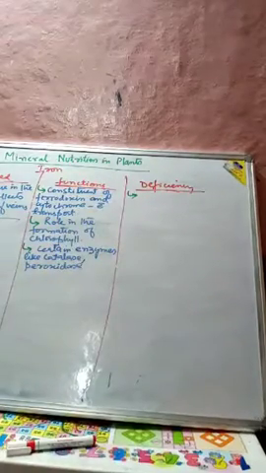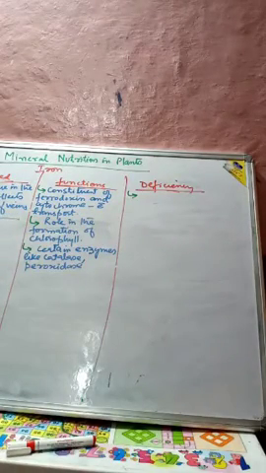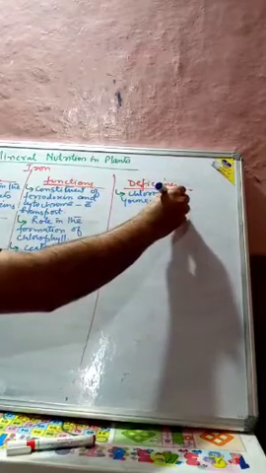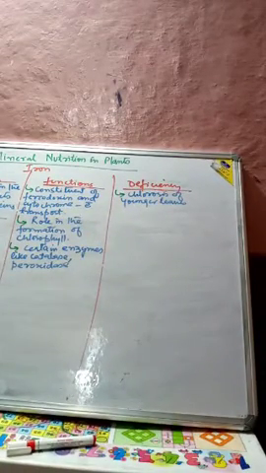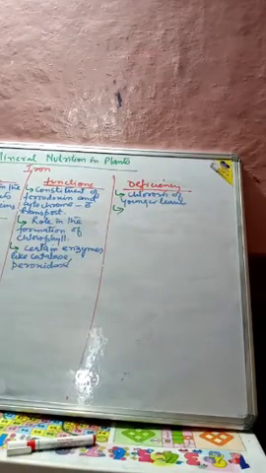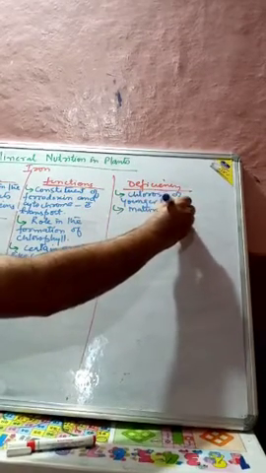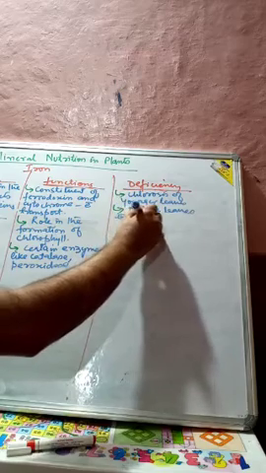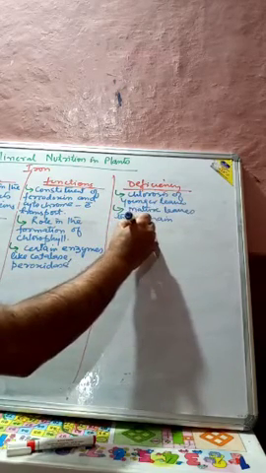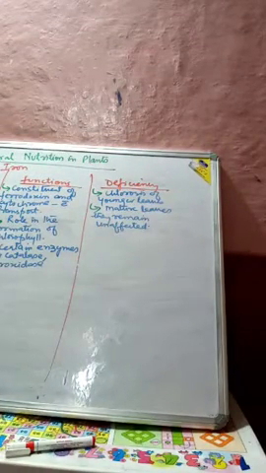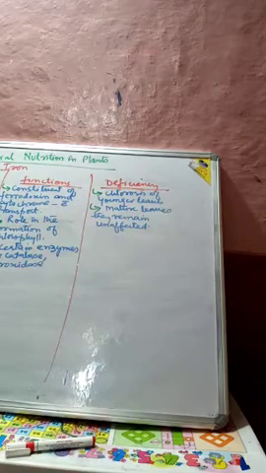Now, deficiency. If we know the functions and the requirements, we can gather the deficiency. What is the deficiency? That is yellowing, chlorosis of younger leaves. But here we see that the older leaves, or mature leaves, remain unaffected. So chlorosis takes place, but the mature leaves remain unaffected.